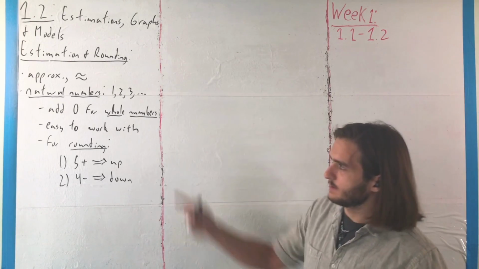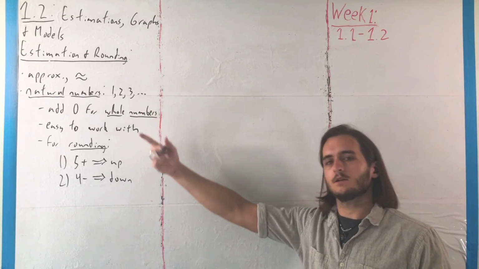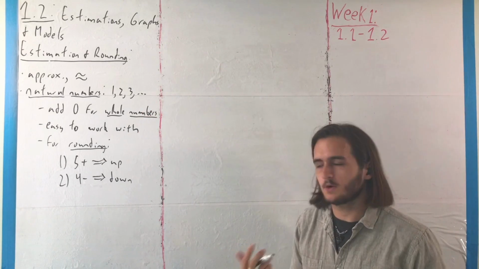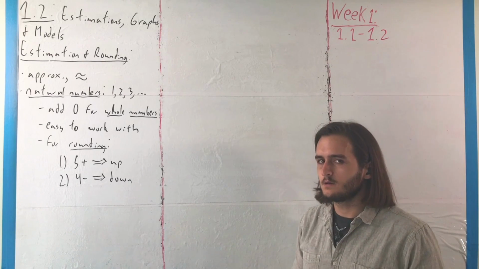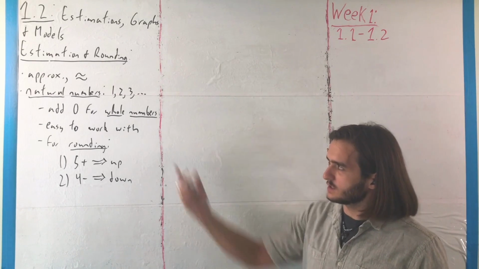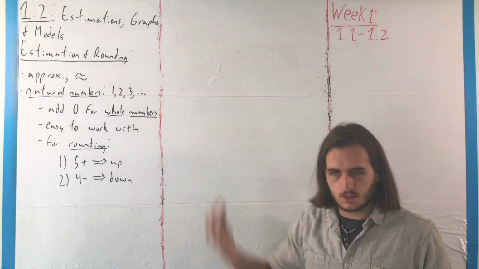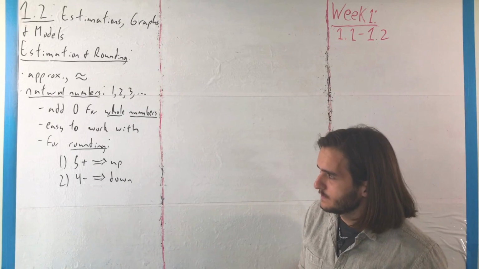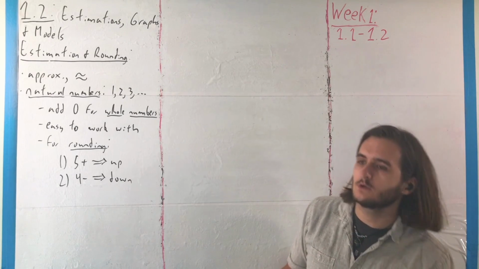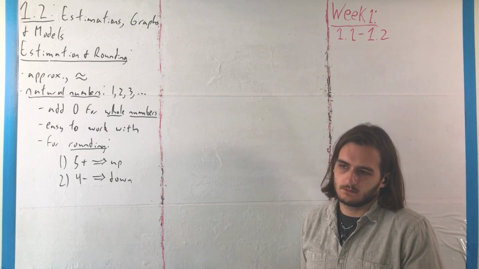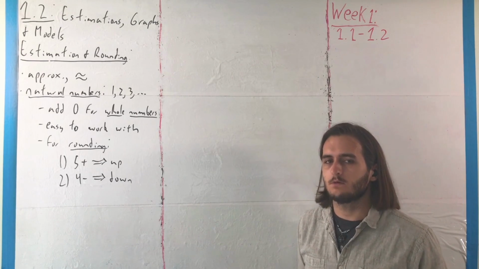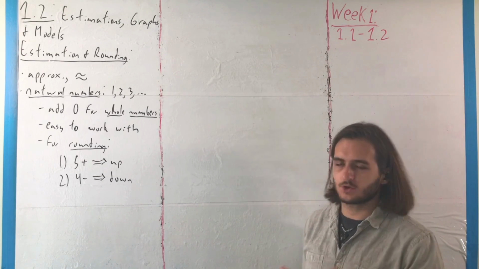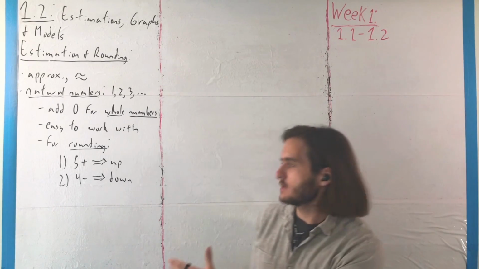Point is, why they're called the natural numbers should be pretty obvious. It's because they're the most natural numbers there are. Numbers kind of exist for counting. These are great for counting. These are easy to work with. Hence the name. But a lot of numbers are like pi. They don't naturally fall into the natural number pattern. And that's where rounding comes in.